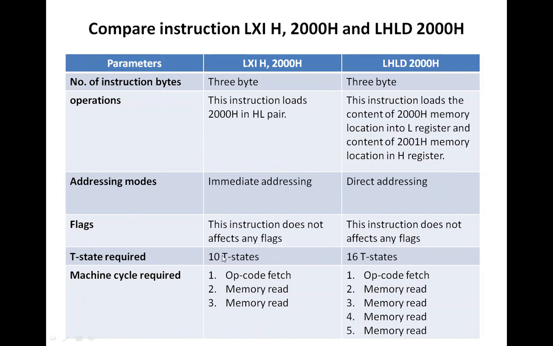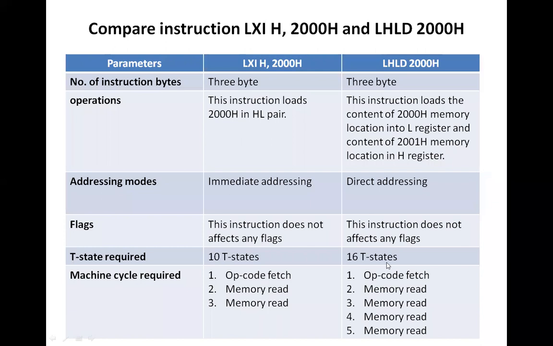Now, this instruction takes 10 T states. Why? Because one will be the opcode fetch, which will be 4 T states, then a memory read to read 00, that is 3 T states, and then again a memory read, that is 20, it is also 3 T states. So 4 plus 3 plus 3 equals 10 T states. But in this case, LHLD 2000 will take 16 T states.